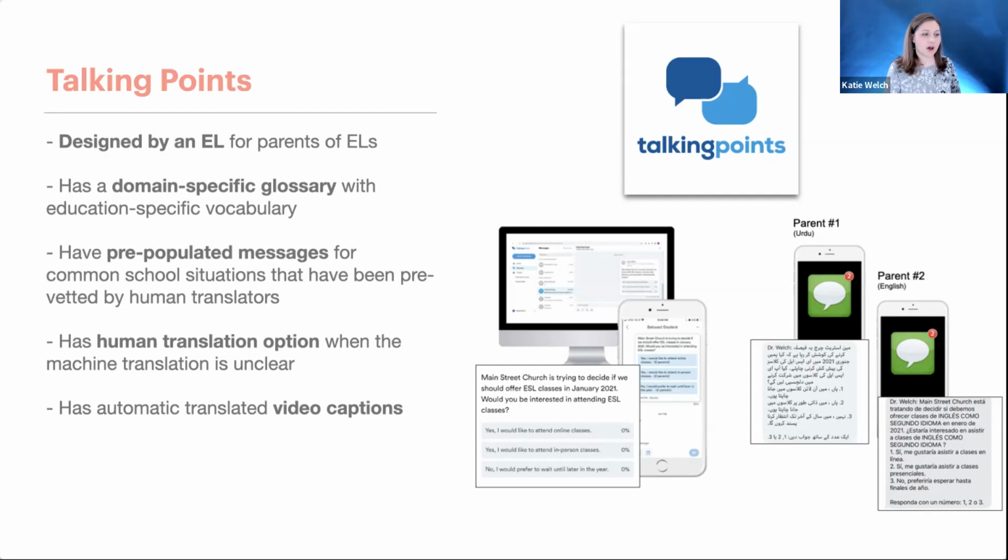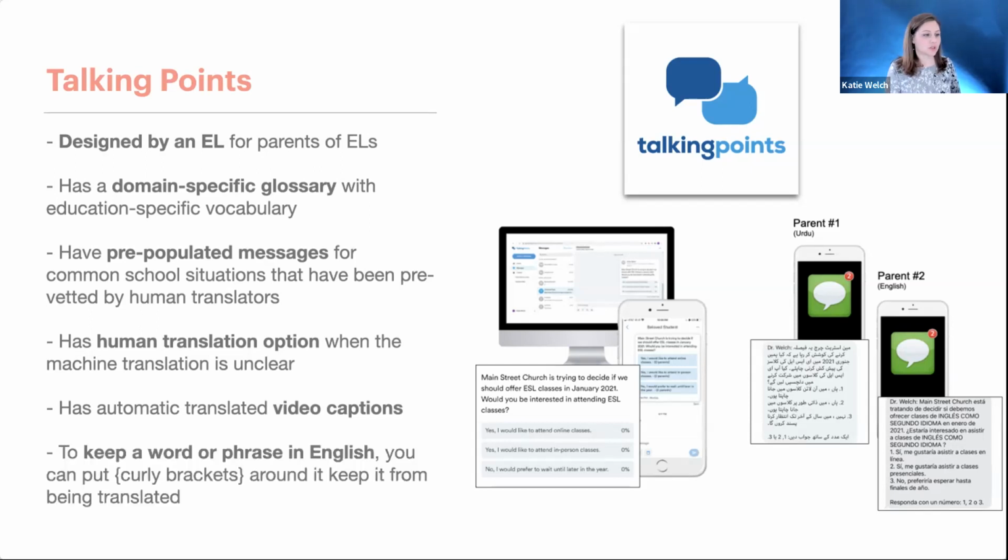They have automatic translated video captions, which is another great thing. And they also make it to where you don't have to translate every word. And so if you're like, for example, IEP or STAR, some of these words that we use or acronyms that we use, you can just put brackets around it and it won't attempt to translate that. Which makes it a lot better, from getting kind of goofy translations that don't make a lot of sense.